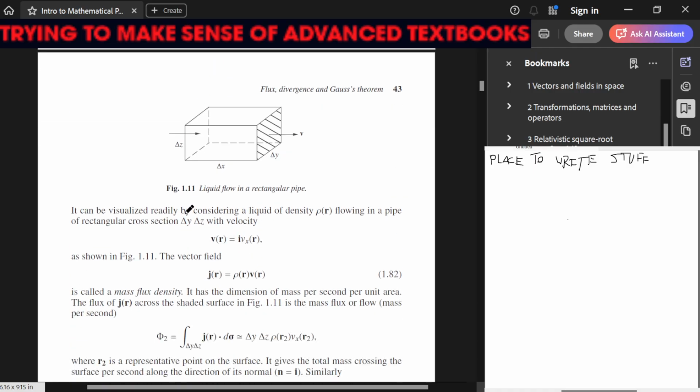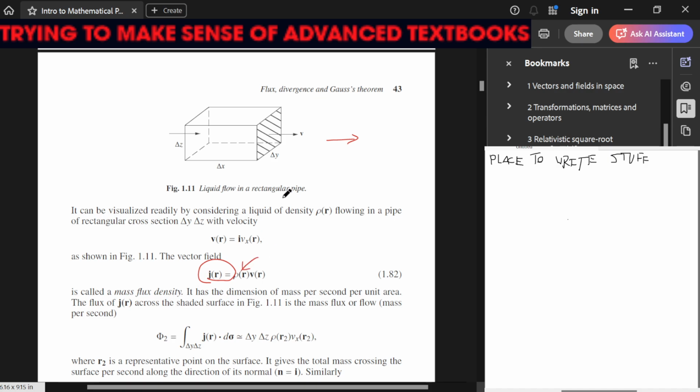It can be visualized readily by considering a liquid of density rho of r flowing in a pipe of rectangular cross-section delta y delta z with velocity in this direction as shown in here. The vector field J of r, which is equal to this, is called a mass flux density.